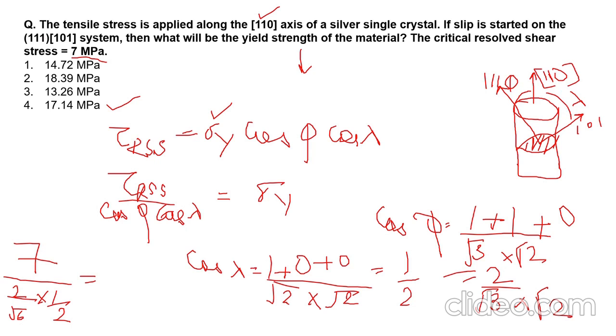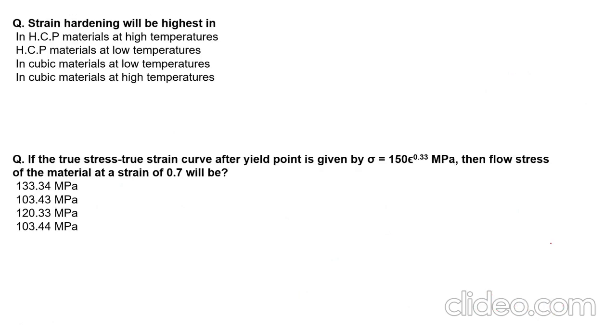Okay, ma'am. Got it. So then we have another question that says strain hardening will be highest in HCP materials at high temperature, HCP materials at low temperature, cubic materials at low temperature, cubic materials at high temperatures. So all of this is just nothing. You just have to remember all of these questions are related to your plastic deformations, to your number of slip systems, to your ease of slipping in a system. So all of this is interrelated, and that is how these questions are framed, right?